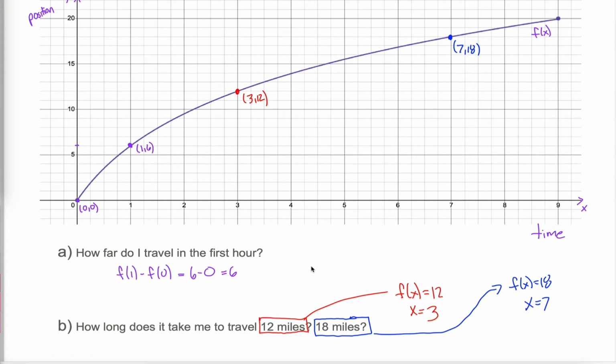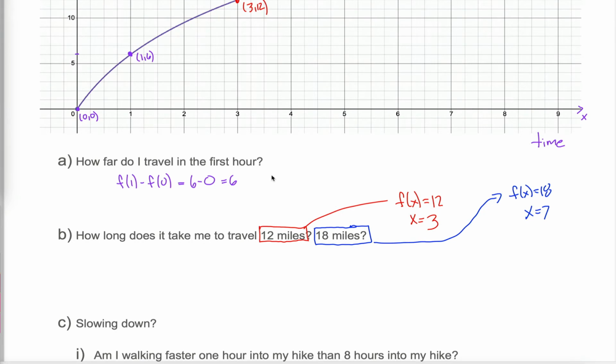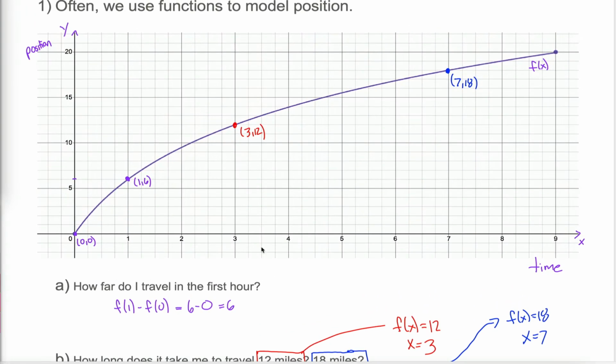To lead into average rate of change, I want to make an observation here. It looks like I'm slowing down, which I guess makes sense if I'm out hiking. In my first hour, I traveled 6 miles. I don't know that I could really do that, I don't hike that fast, but for the sake of this example, we can assume that's the case. So this first 6-mile span only took me 1 hour to complete.